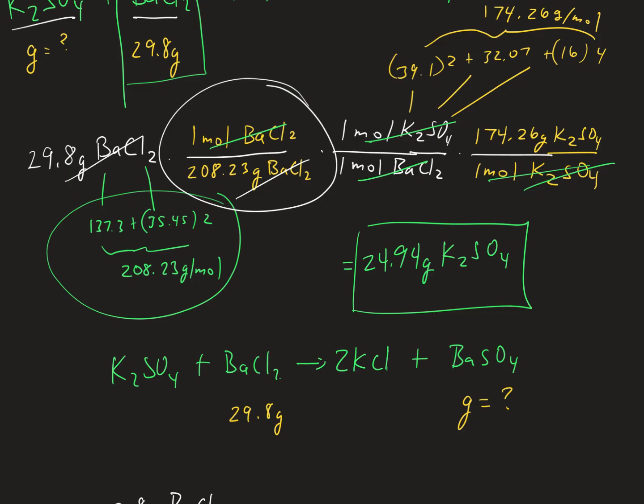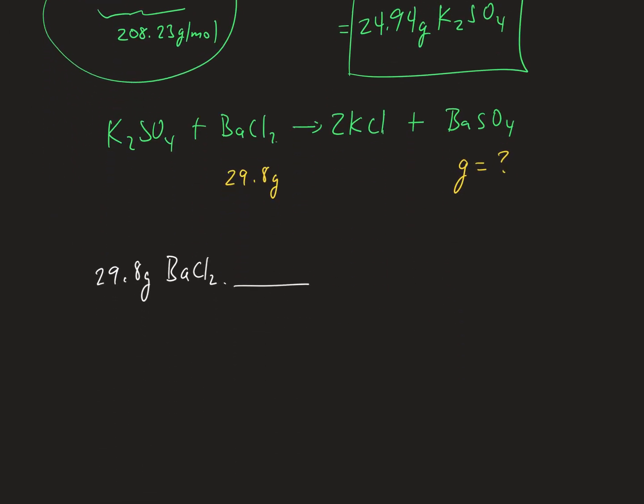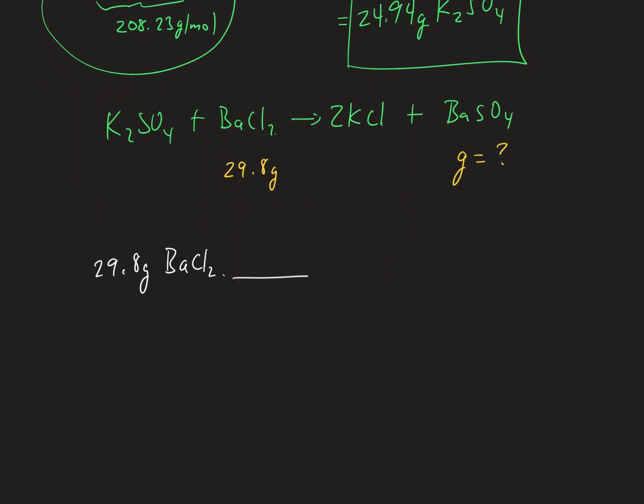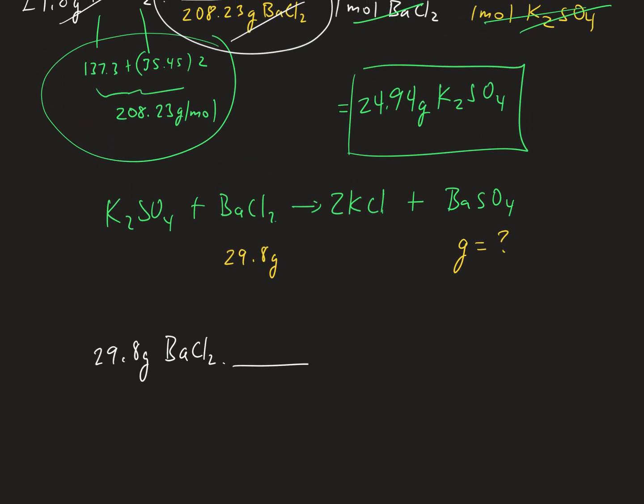Y'all with me? Oh, sorry, I'm just starting with the same number here, the same amount. So it's 208.23 grams of barium chloride for every 1 mole of barium chloride. We all good with that step? Okay.